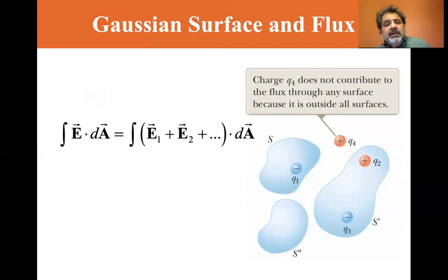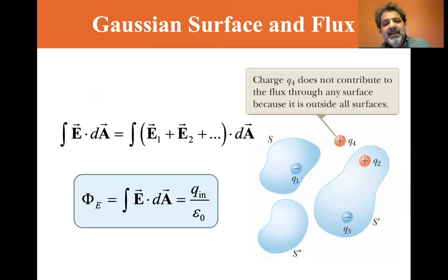So here the integral of E dot dA is the integral of all of these E's, E1 plus E2 plus whatever, times dA. So the electric flux is the integral of E dot dA, and that simplifies to the Q inside divided by epsilon 0.